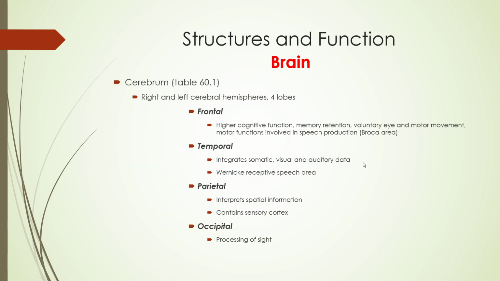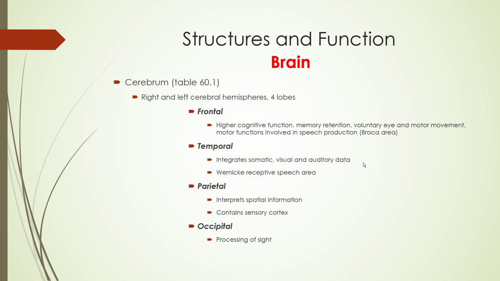Okay, so we're going to talk a little bit more about the brain and the cerebrum specifically. It is divided into right and left cerebral hemispheres, and there are 4 lobes. Now, in your book, it does talk more about the different characteristics of each lobe. I've just put the main ones on here. Just make sure that you review what each lobe is responsible for.